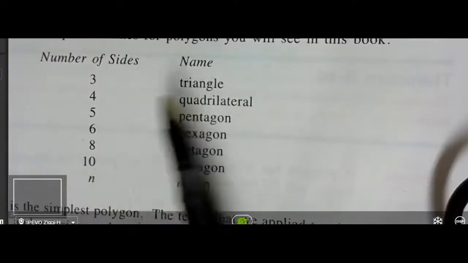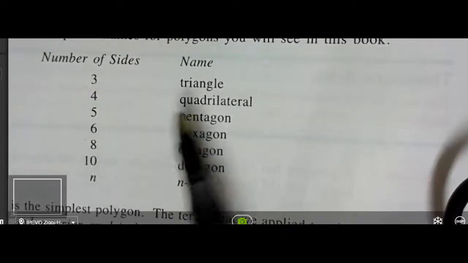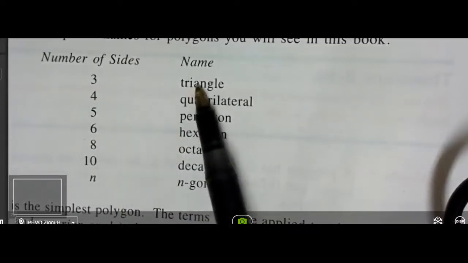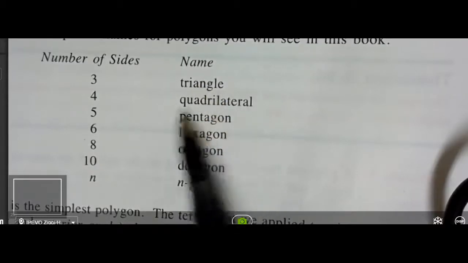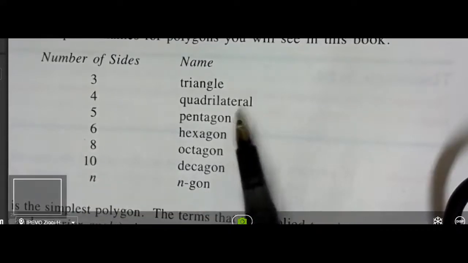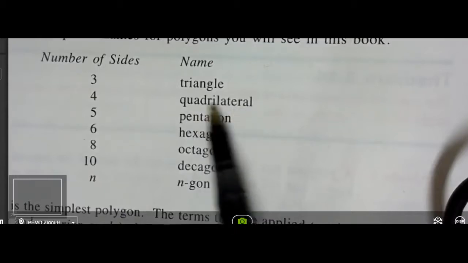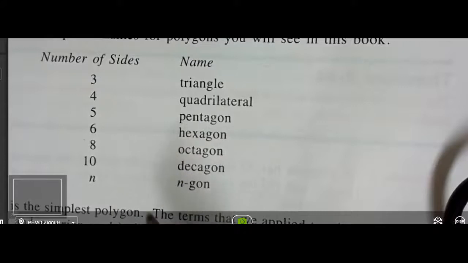Polygons have names according to the number of sides they have. So 3 sides, triangle. Triangle is the first closed figure, first polygon. So 4 sides, quadrilateral. Pentagon, hexagon, okay? And if it is an n-gon, the number of sides it has, you get that gon, okay? So quadrilateral, because it has 4 sides. Tri, quad, penta, hexagon, okay?